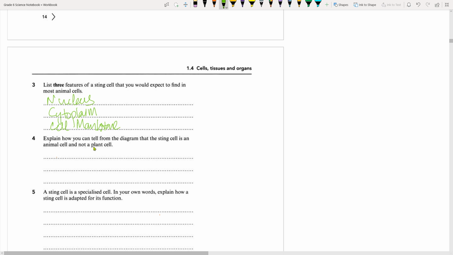Okay, explain how could you tell from the diagram that the sting cell is an animal cell and not a plant cell, and that was fairly visible: it doesn't have a cell wall, right? It doesn't have one, or chloroplast. We can identify other structures depending upon the number of marks, right? If it were 2 marks, then this would only get you 1 mark because I just identified one. So if it were 2 marks, I will have to also say it lacks a large vacuole, right? So then you have to identify at least 2 points.